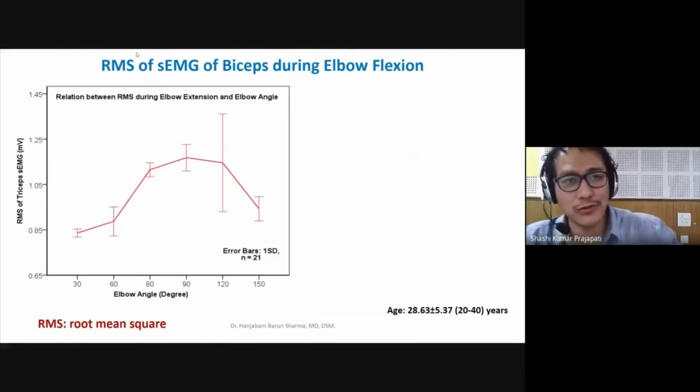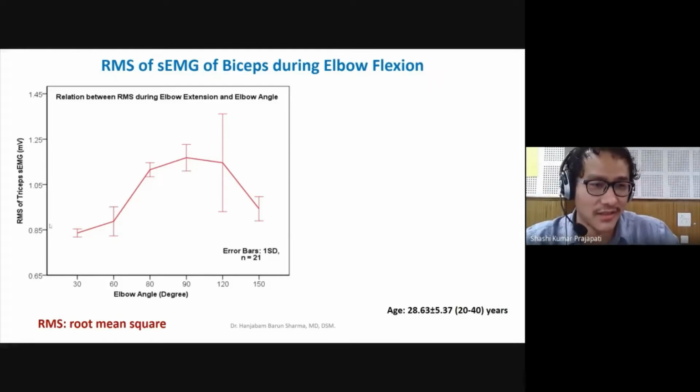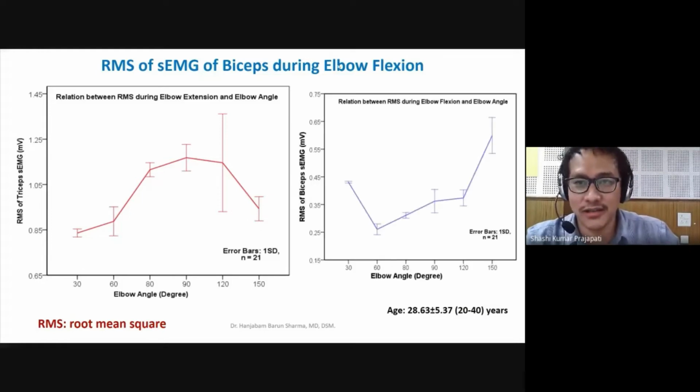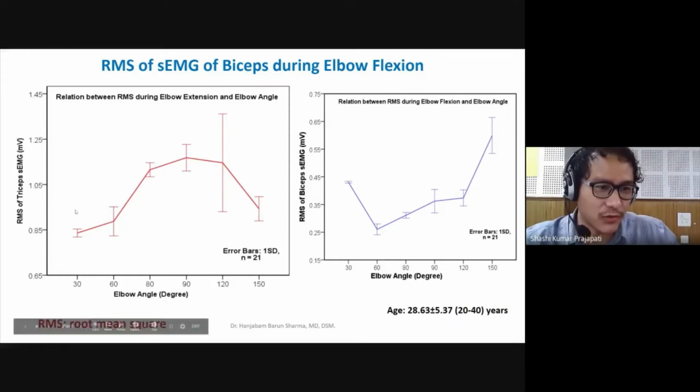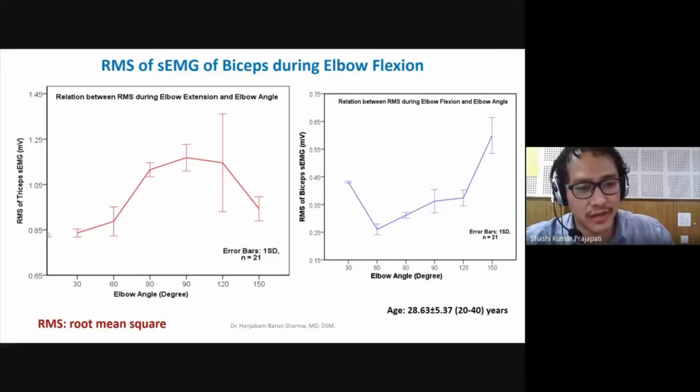Now we have also taken the RMS of the surface EMG of bicep during the elbow flexion. This is for the tricep, as well as this is for flexion. This is for extension. So bicep and tricep. Sorry for the typing and adding. So this one is for tricep. We can see the surface EMG of RMS, that is root mean square. You can see this is done for 21 subject, and it is approximately an inverted U shape.